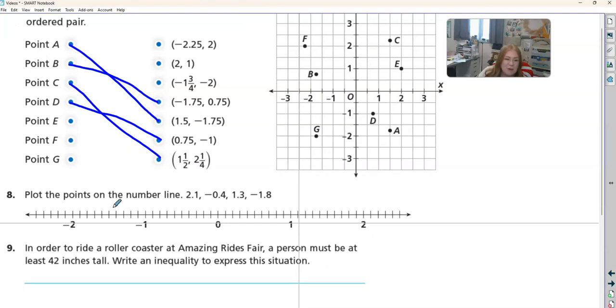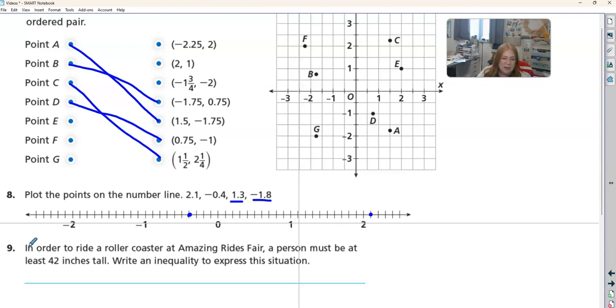Okay, number 8, we're going to put these points on the number line. So in between here, 0, 1, 2, 3, 4, 5, 6, 7, 8, 9, 10. Each of these is a tenth. So we have 2 and 1/10 is there. Negative 4/10. 1, 2, 3, 4/10. So I want you to do 1 1/3 and negative 1 1/8. So make sure you go all the way past the ones to get them in those right spots.